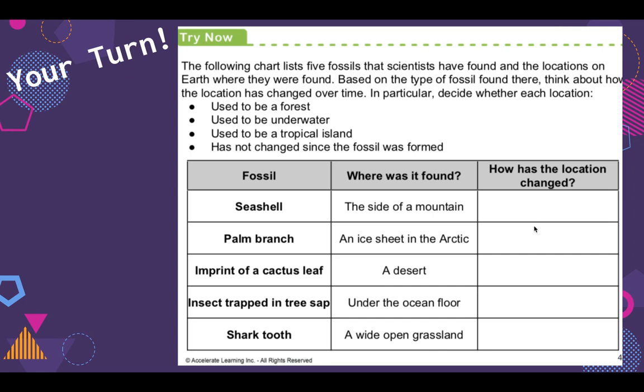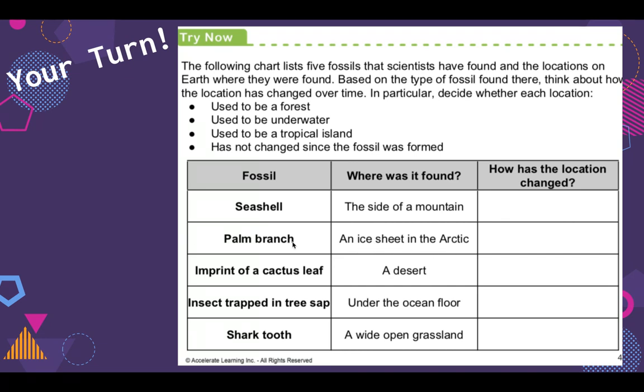So I would say, well, it could possibly have been underwater or a tropical island. My vote would probably be more towards they used to be underwater. A palm branch. Where was it found? An ice sheet in the Arctic.